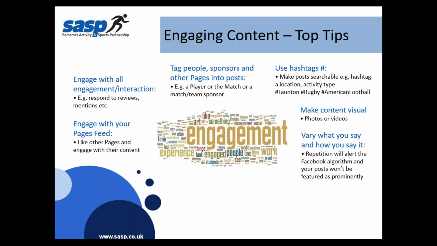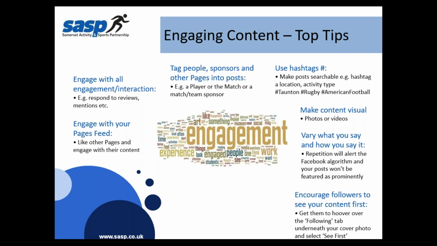Make sure you vary what you say and how you say it. Even if you want to say the same message a few times over a couple of weeks, please don't just cut and paste that message, because the Facebook algorithm will be alerted and your posts won't be featured as prominently because they will be seen as repeats. So you might just need to change the wording a bit, change the image as well if you can, but the Facebook algorithm will see that it's a repeat and it won't make your post as visible.